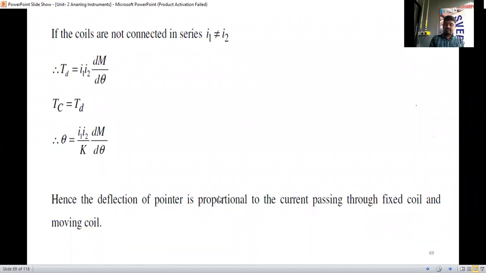If you have any doubts in the construction, working and torque equation, you can ask. If anyone has doubts, you can ask.